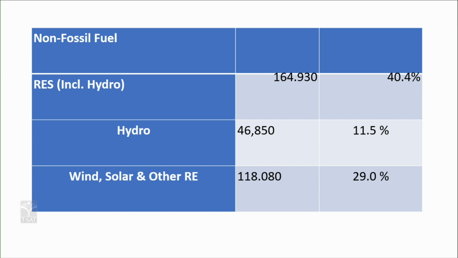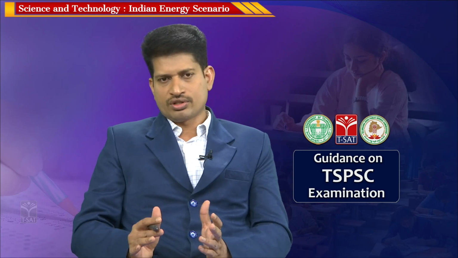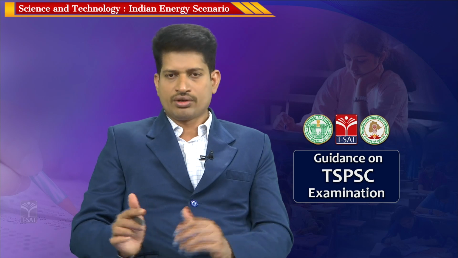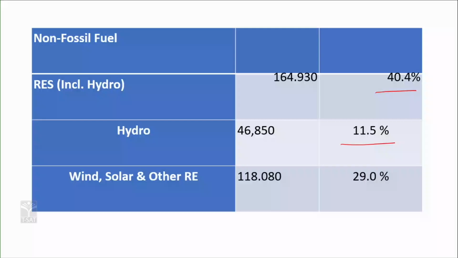So, in the case of hydro, out of these non-fossil fuels, it is having the major chunk, 40%, 11.5%. In the case of hydro it is considered as 11.5%. Here non-fossil fuels means, for example, nuclear is a non-fossil fuel. So, when hydro and the rest of the non-fossil fuels are combined, it is 40%. Only hydro is considered, it is 11.5%. Wind, solar and others are renewable sources which are non-fossil fuels.